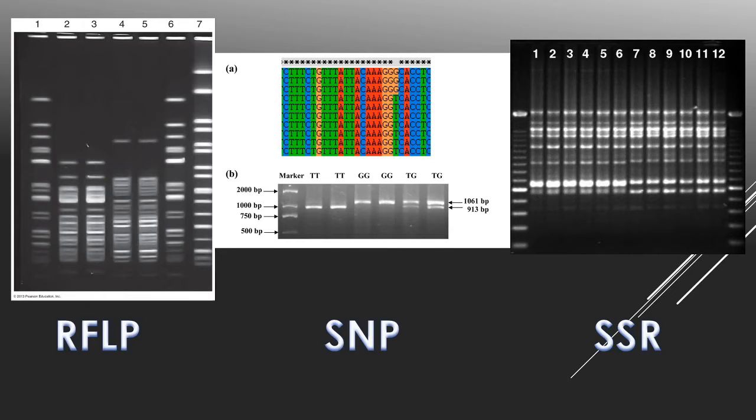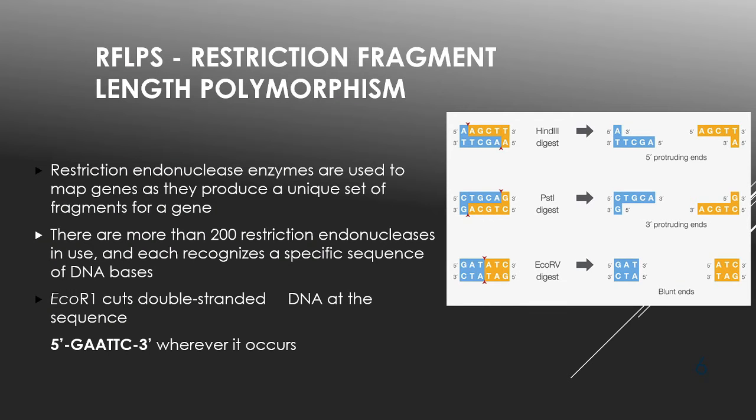So these are the three types of polymorphism you can see. RFLP, you can see the band on the right and the band on the left. SNP, you can see that all of these sequences differ from one another. SSR looks like repeats happening in between the sequences. First of all is the RFLP.